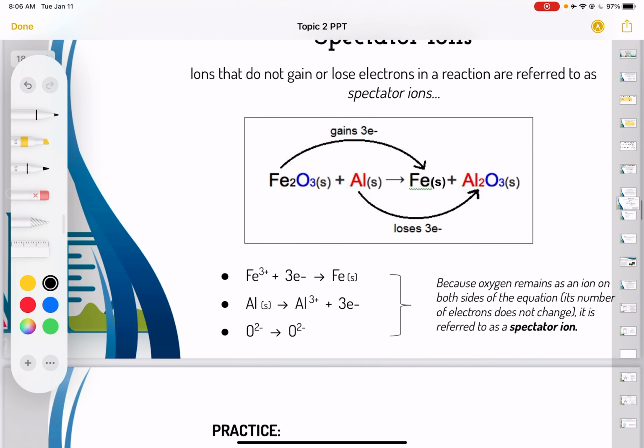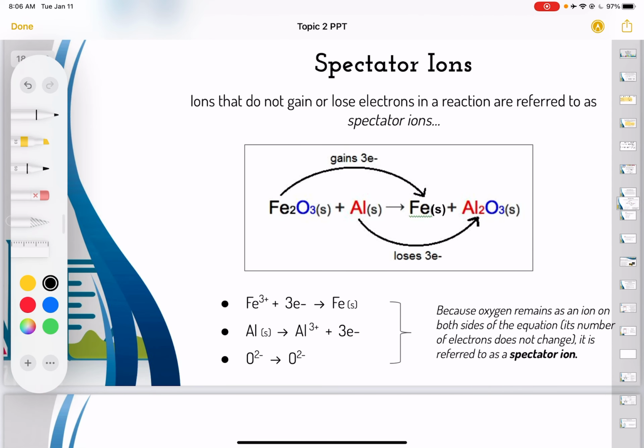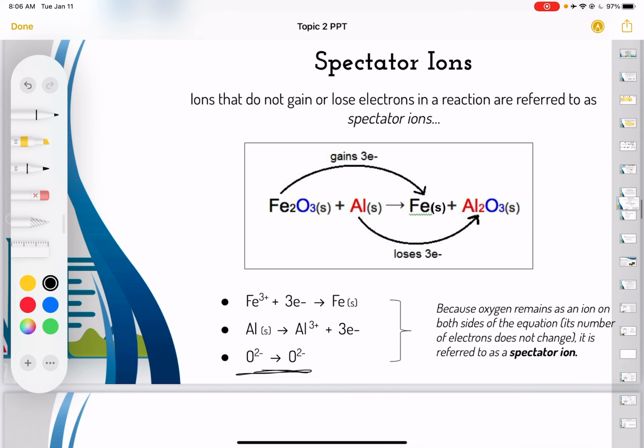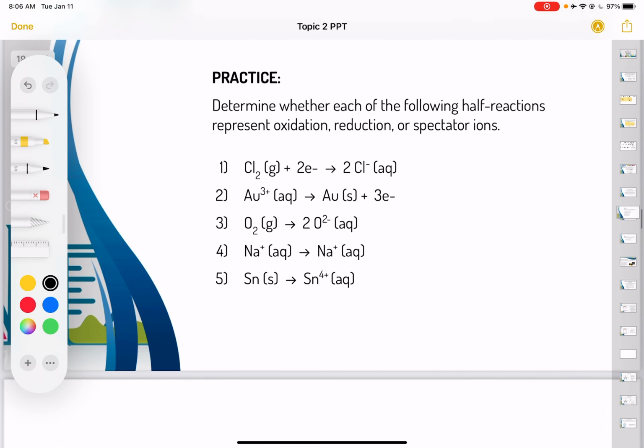Okay. So what is oxygen? Well, it's called a spectator ion. Ions that do not gain or lose electrons in a reaction are referred to as spectator ions. So oxygen didn't change from one side to the other. So it's just spectating. It's just watching. It's not involved in anything. It's just chilling there. Okay, that's that third thing. So we got reduction, oxidation, and then the spectator.